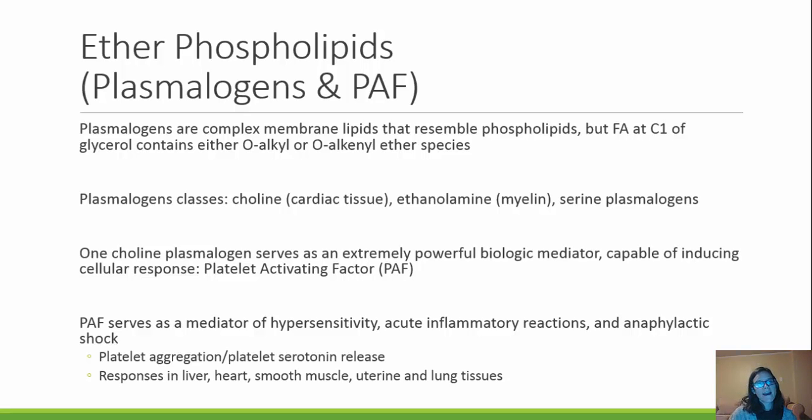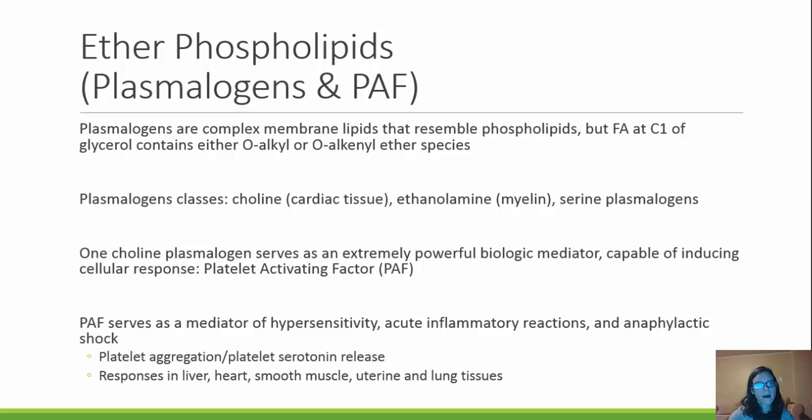Okay, and then we have our ether phospholipids. So instead of an ester bond, we have an ether bond. And these include plasmalogens. These are complex membrane lipids, except they have a different kind of bond at C1, an O-alkyl or an O-alkenyl ether species. Plasmalogen classes include choline, which can be found in cardiac tissue, ethanolamine, found in myelin, or serine plasmalogens. So again, we utilize some of the same substrates as for other phospholipids.